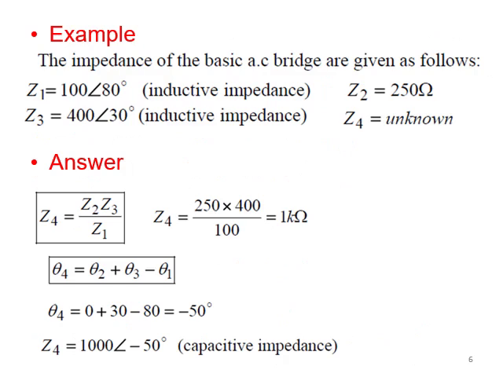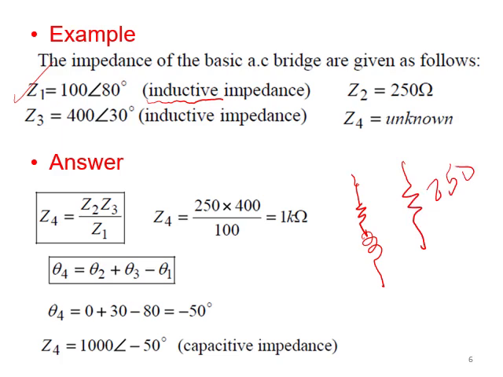Let's see this example. In this example, he's saying the impedances of a basic AC bridge are given as follows. We are having a basic AC bridge as seen earlier. Z1 equal to 100 angle 80. That means it's inductive, resistor with inductor. So Z1 is something like this, resistor with inductor. Now Z2 equal to 250 ohm. That means Z2 is only resistor.